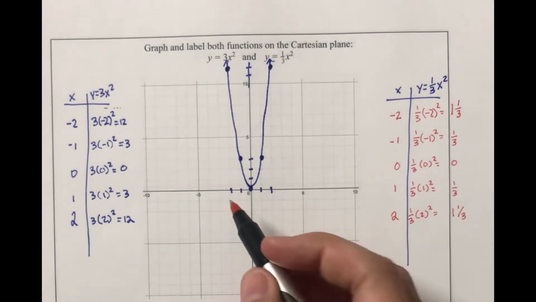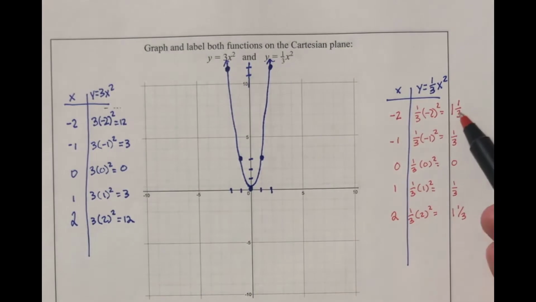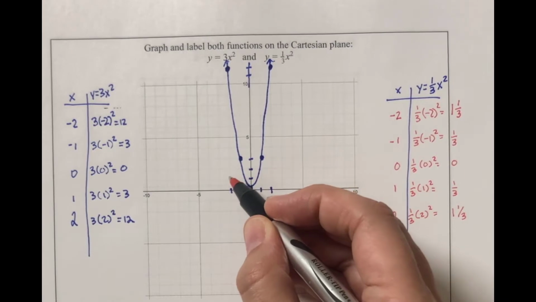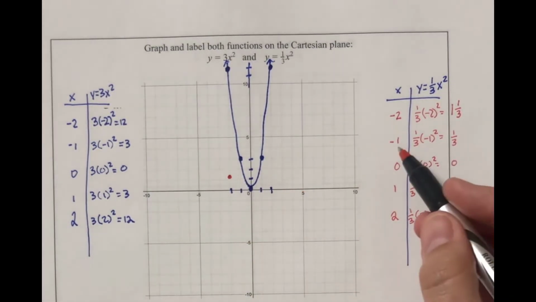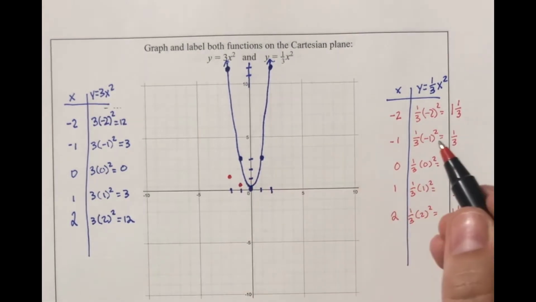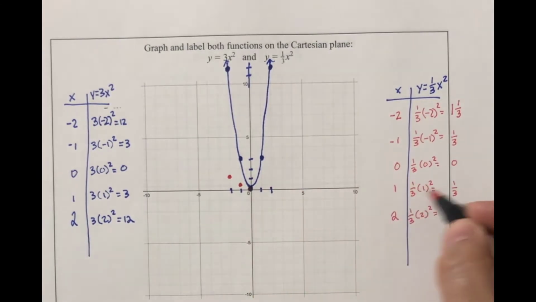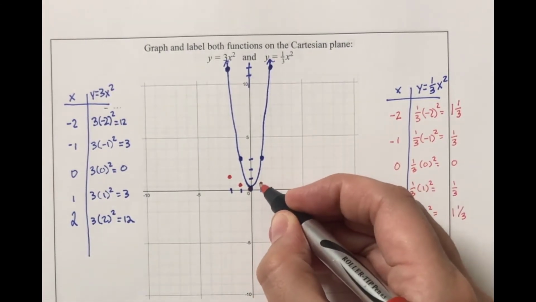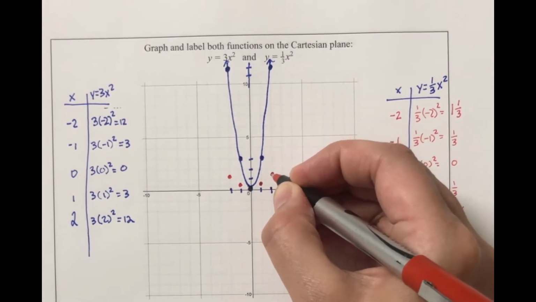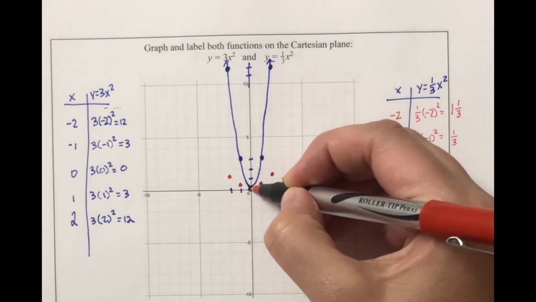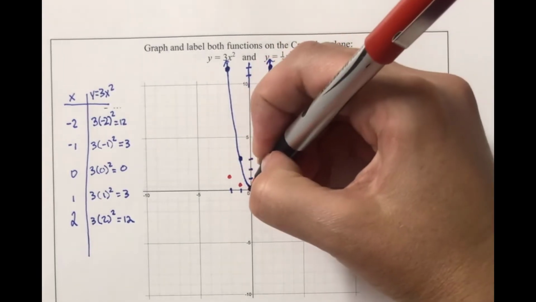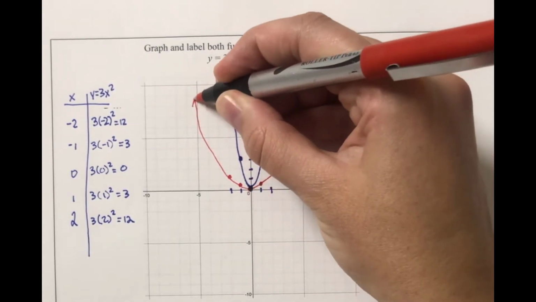Okay, let's plot these points. -2, and we're going to go up just 1 and a tiny bit more, like right there. -1, I'm just going to go up 1/3, not very much, like 0.3, right there. 0, 0, then 1, up 1/3, and then 2, up 1 and 1/3, right there. This is still a parabola shape, but this one's a little funnier looking. This one is wider. So that's our second graph.